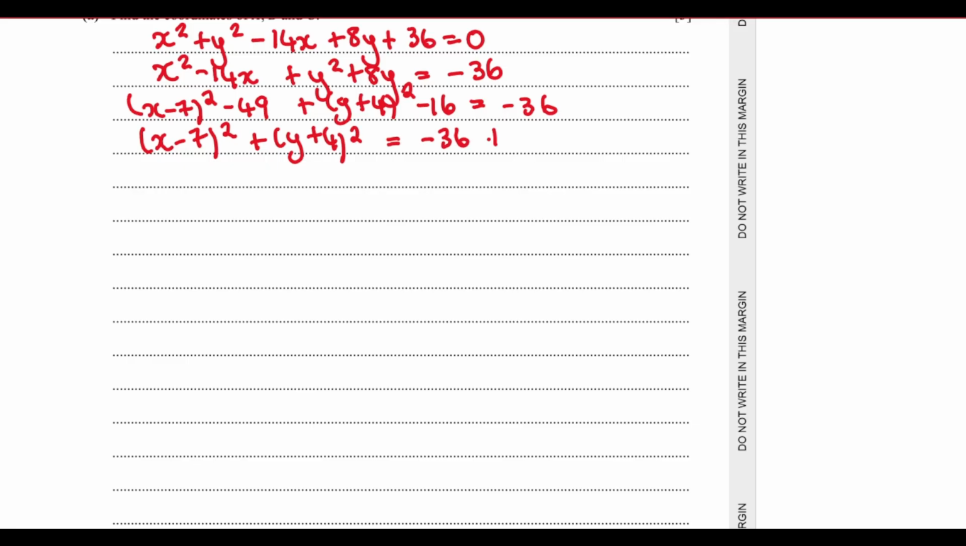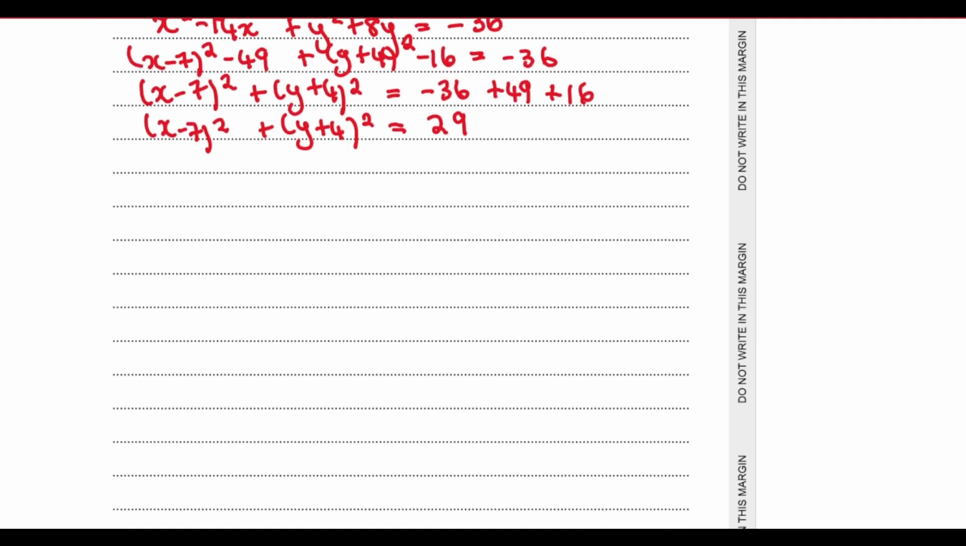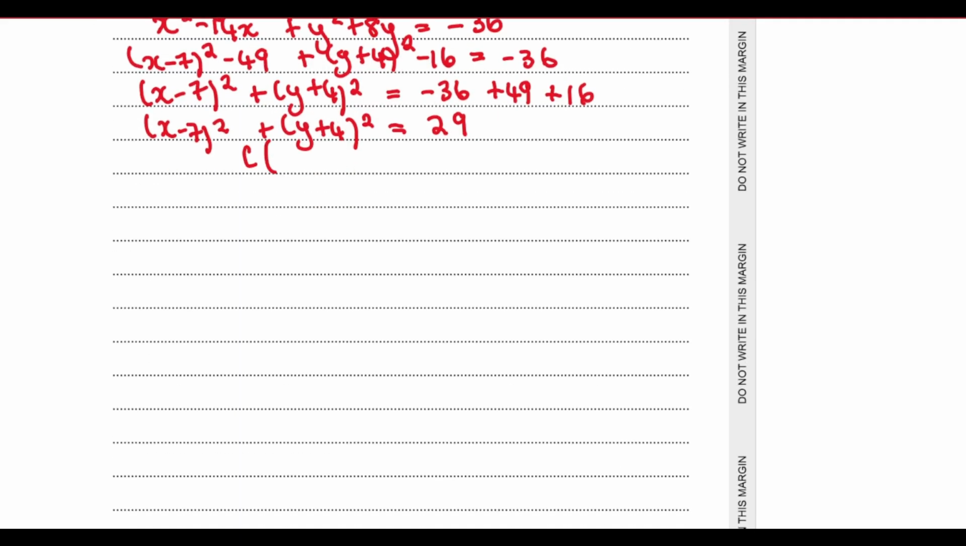Minus 36 plus 49 plus 16. We can already see the center, but I'm doing this because we're going to need the right hand side later on. We're going to need the radius. Minus 36 plus 49 plus 16 is 29. Okay, so the center C is 7, negative 4. You have to flip the signs of those numbers.